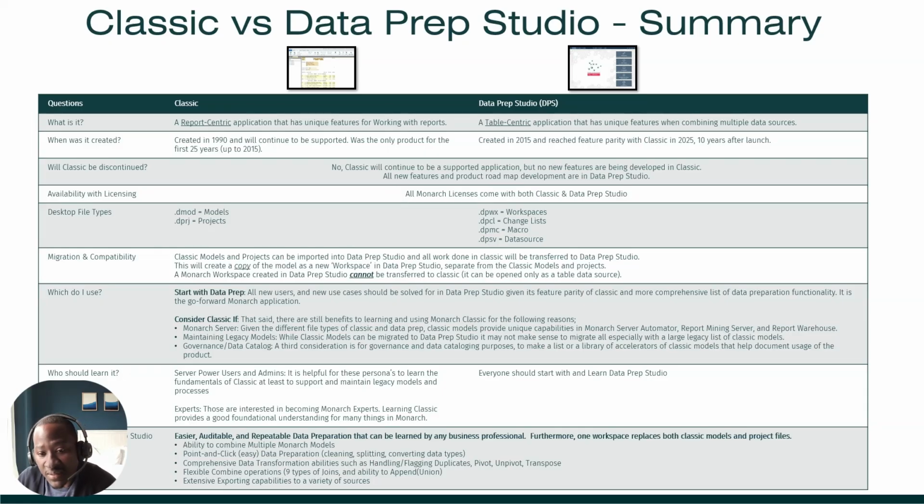Another reason is maintaining legacy models. There are some customers who have thousands and thousands of Monarch Classic models, okay? Now, even though you could theoretically migrate every single one of them to Data Prep Studio, how realistic is it to want to do that? Especially if a lot of those classic models are being used in a lot of processes, okay? And so you want to be able to support that.